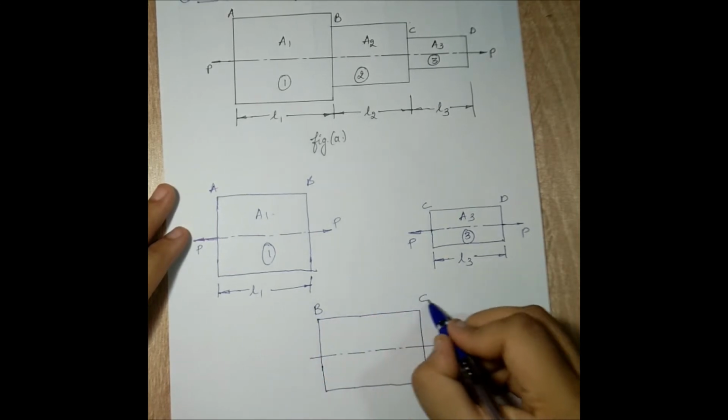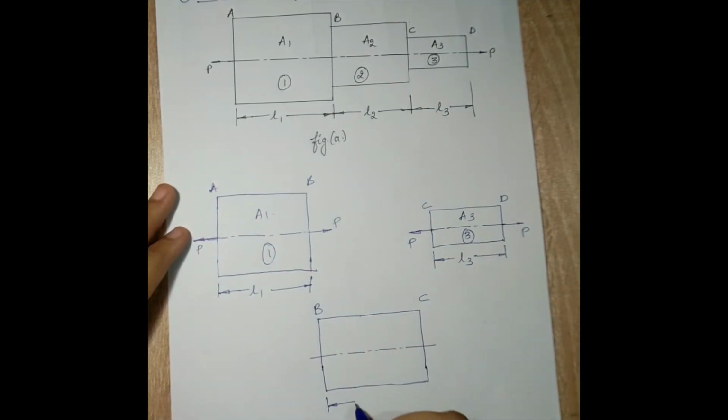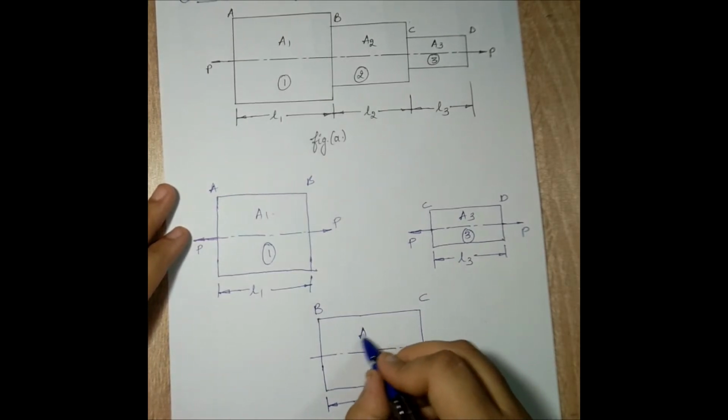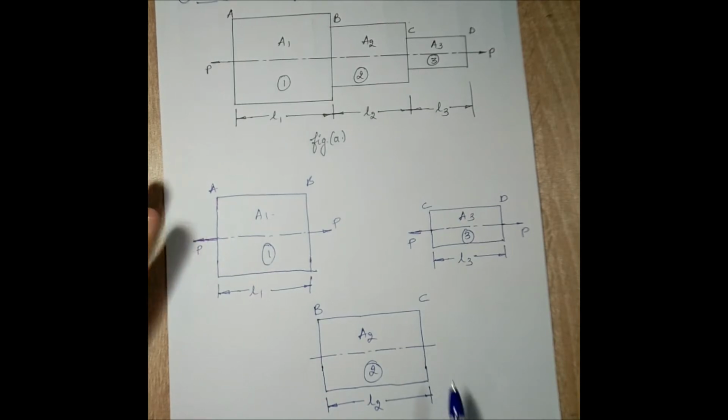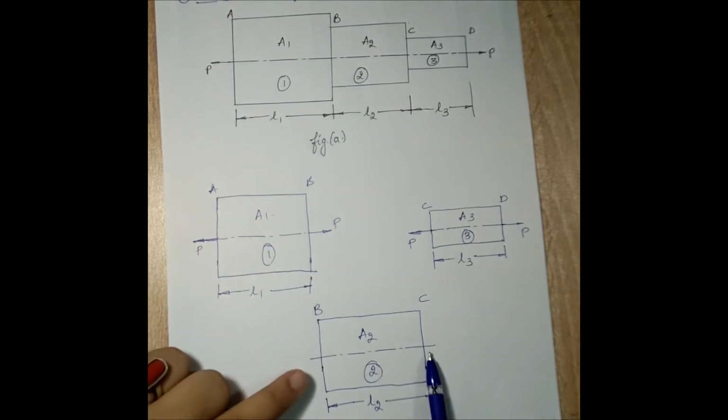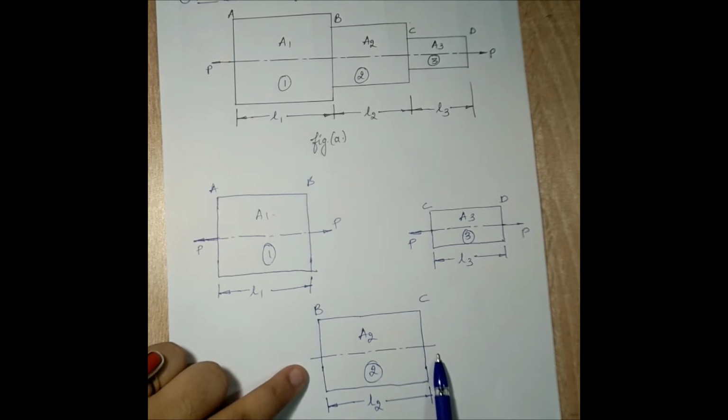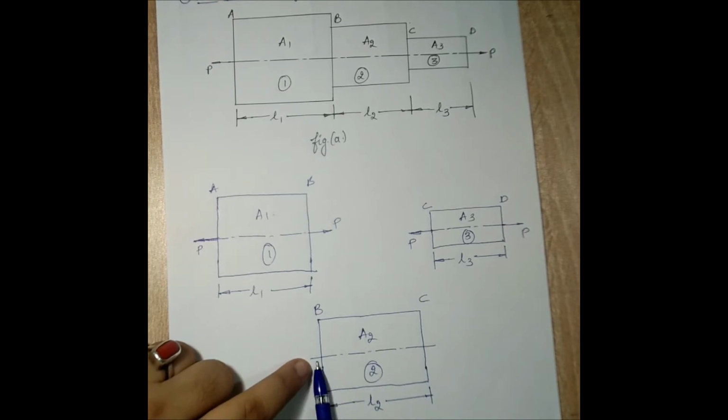This is B to C. Length is L2. Area is A2. This is the second bar. Now, this is the most important part because here for both the ends I do not know the load of any one end. So, I will start with any random side. Suppose I start with B.